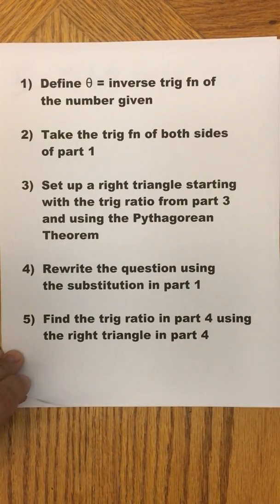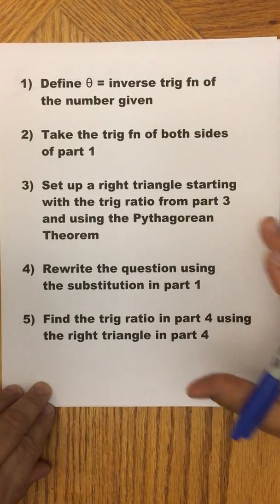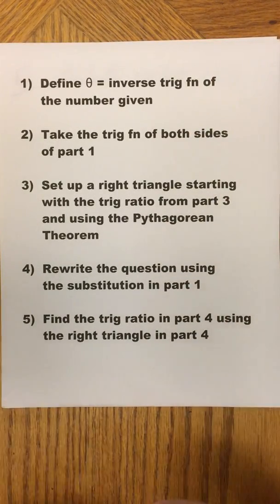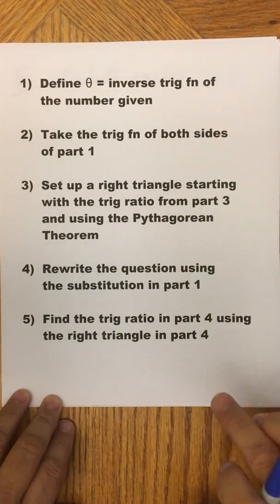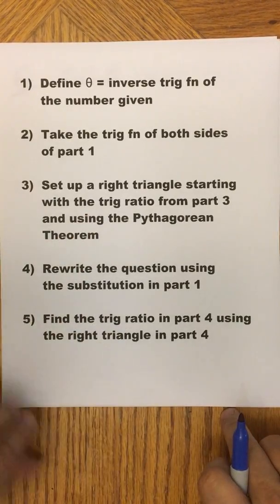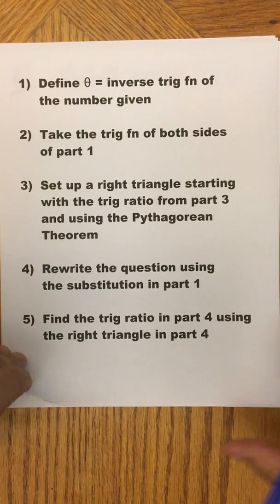Then I'm going to take the trigonometric function of both sides of what I wrote down in 1. That'll allow me to see what kind of ratio I'm dealing with and set up a right triangle. And then I can use the Pythagorean theorem to find the remaining side of that right triangle. Then I'll rewrite the question that was in part 1, and then I can use this right triangle to actually find the trig ratio that they're asking me for. So let's take a look at that.